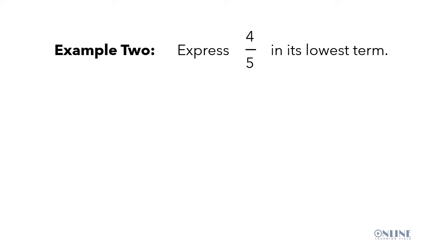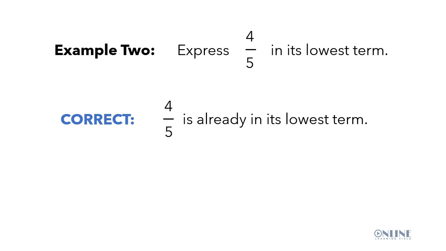In example 2, we are expected to reduce 4/5 to its lowest term. Let's do this together. Look closely at this fraction and try to give me an answer in 5 seconds. Your time starts now. Okay. If your answer is 4/5, you are correct. This shows that the fraction 4/5 is already in its lowest term.